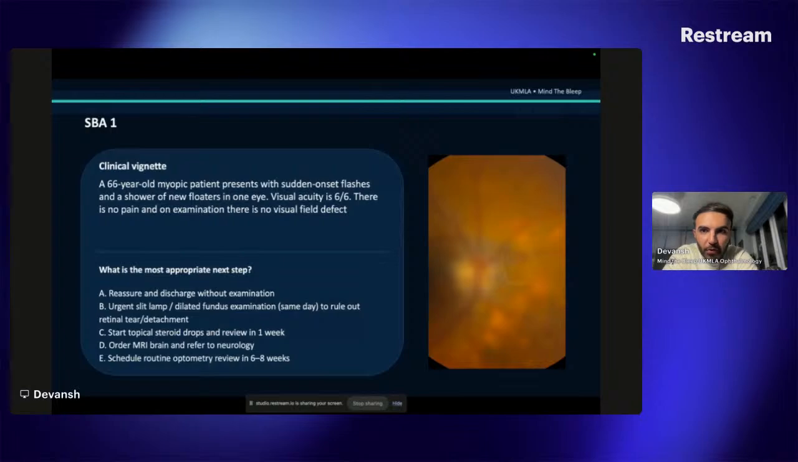So without further ado, on to the first SBA. A 66-year-old myopic patient presents with sudden onset flashes and a shower of new floaters in one eye. His visual acuity is maintained at 6/6. There's no pain, and on examination, there's no visual field defect. What is the most appropriate next step?